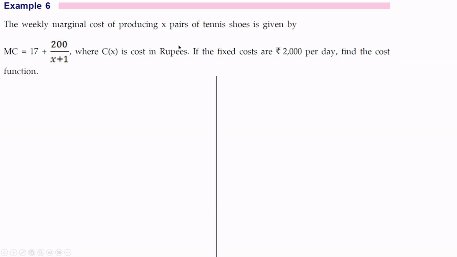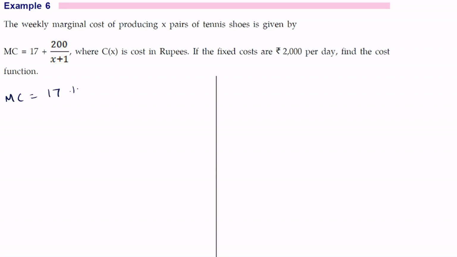The weekly marginal cost of producing X pairs of tennis shoes is given by marginal cost equal to 17 plus 200 by X plus 1, where C of X is the cost in rupees. If the fixed cost is rupees 2000 per day, find the cost function. So here they have given the fixed cost as rupees 2000 per day. The meaning is that when X is 0, the cost is 2000. They have given the marginal cost. Using this, we have to find the total cost function.